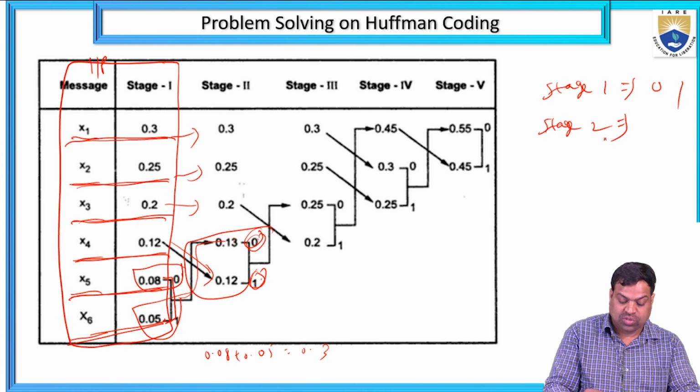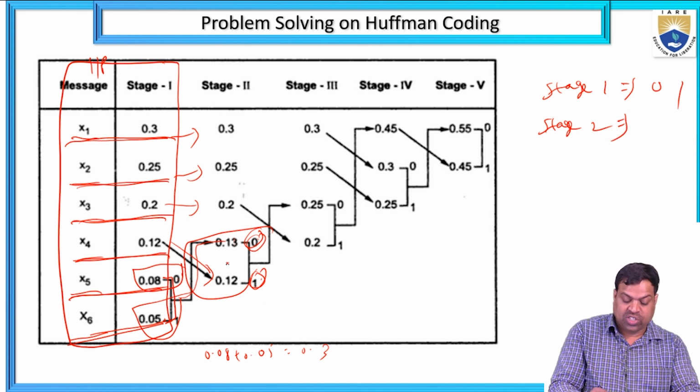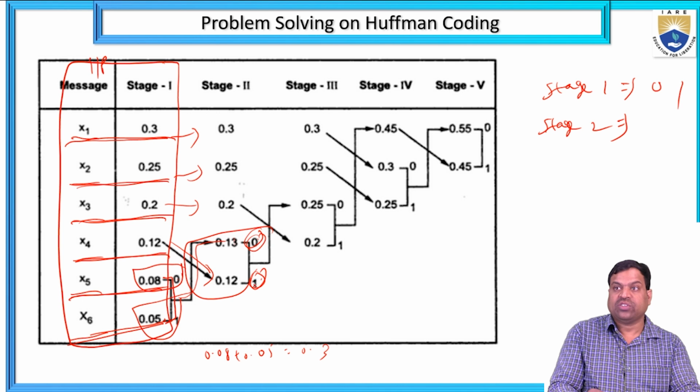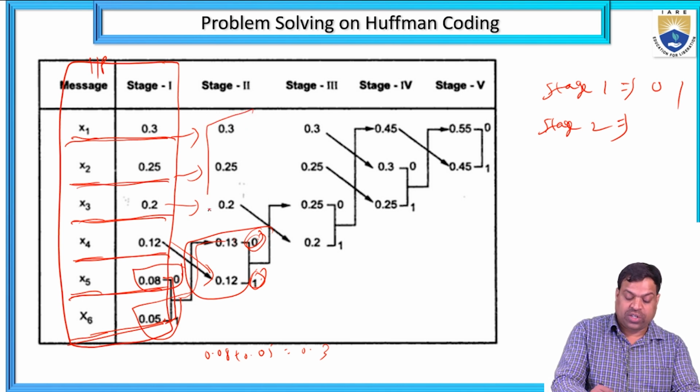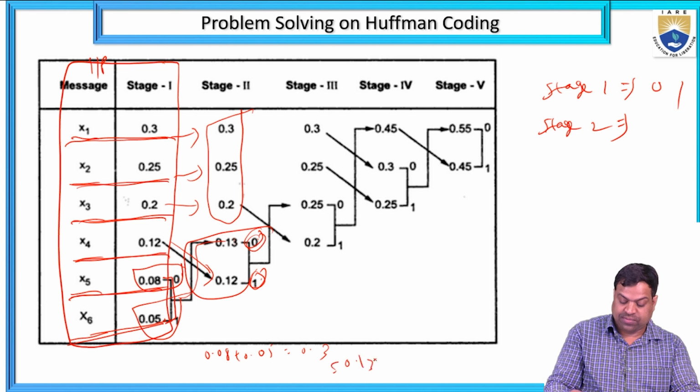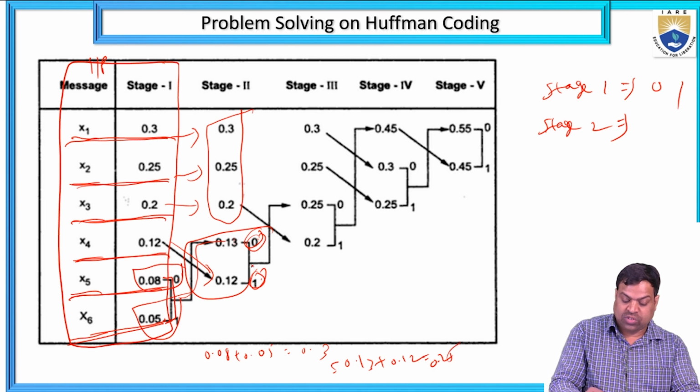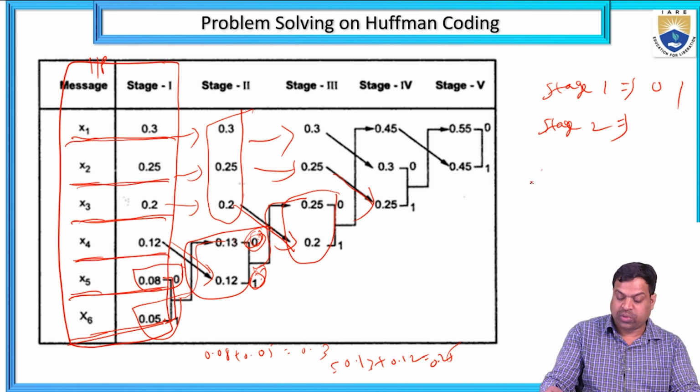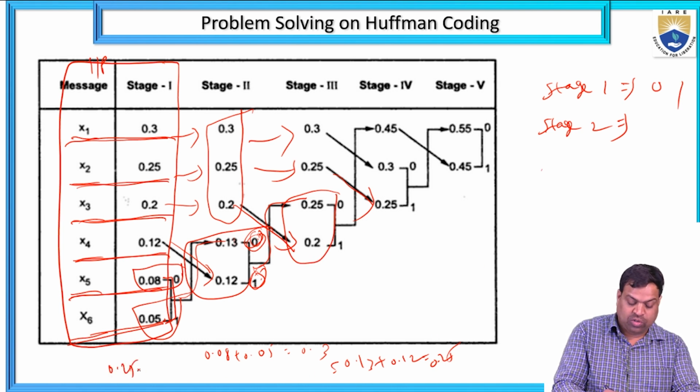What about stage 2? So 0, 1. Stage 2: 0.13 and 0.12. So 0.3, these are the values. 0.13, so 0.25 and 0.2 like this. Okay, here 0 and 1. So again here 0.25 plus 0.2, that is 0.45.